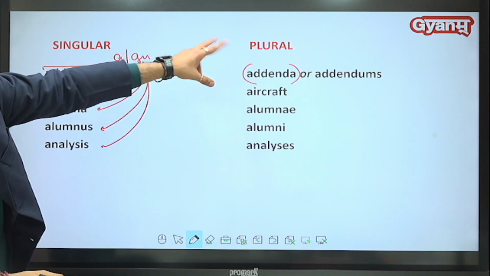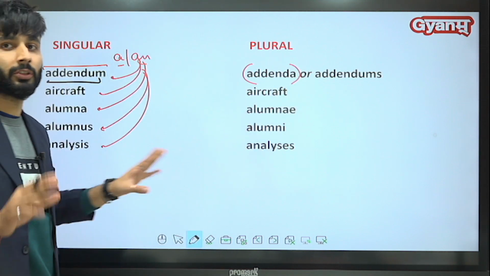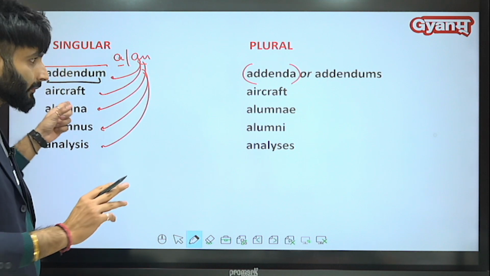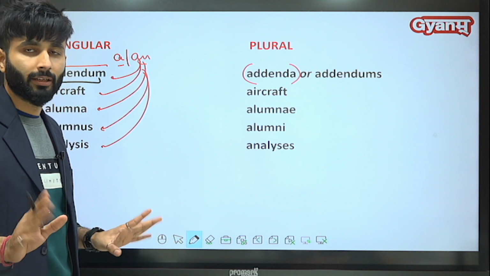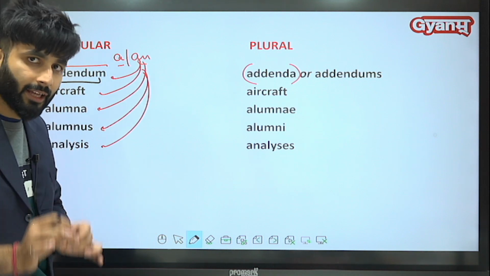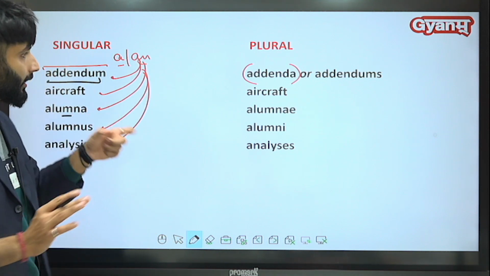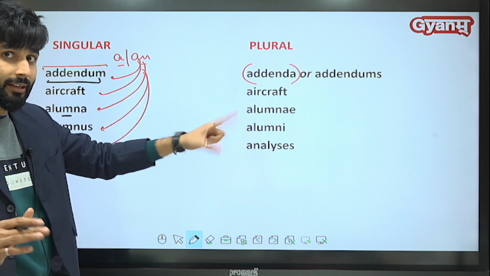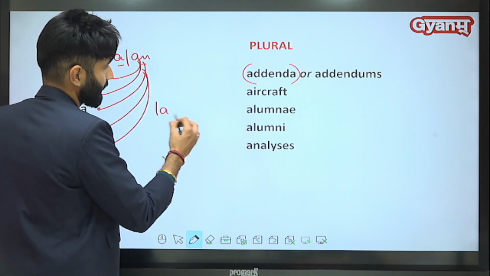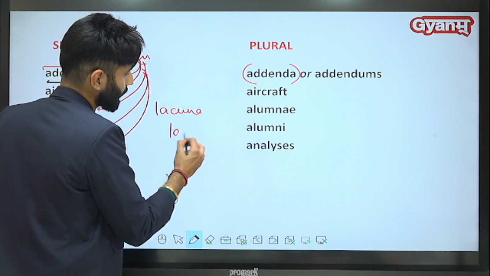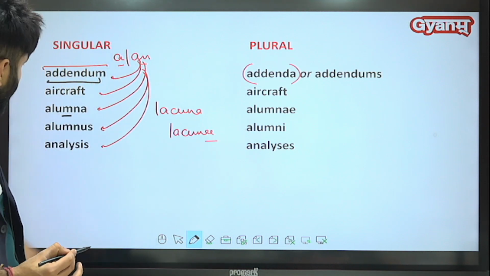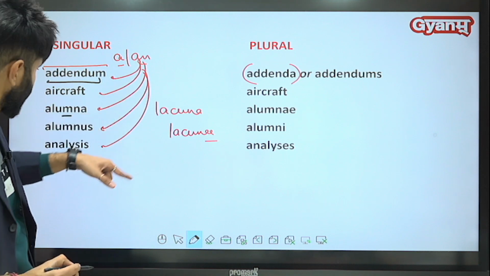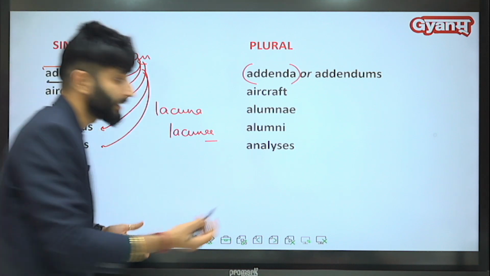Sometimes you can always use the word addendums also. It is also valid and correct. Aircraft has the same plural, which says aircraft only. Aircraft means aircraft only. Illuminus takes illuminae. Just like we talk about lacuna, it takes lacunae. Fair enough? Illuminus, illuminae. Analysis, analyses.